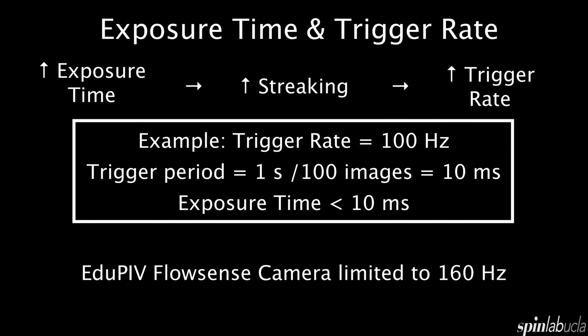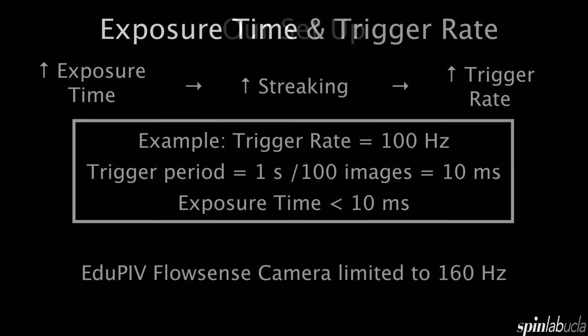Furthermore, for the EduPIV system, the FlowSense camera can only take up to 160 images per second. The big takeaway here is that you must find a balance between brightness and streaking, aka exposure time and trigger rate. This is how we set up our system to get high-quality PIV images.